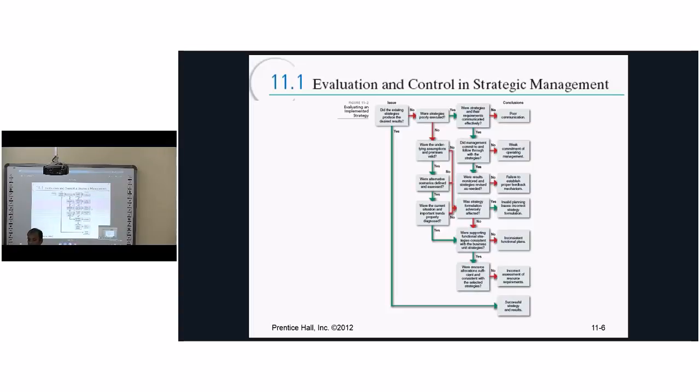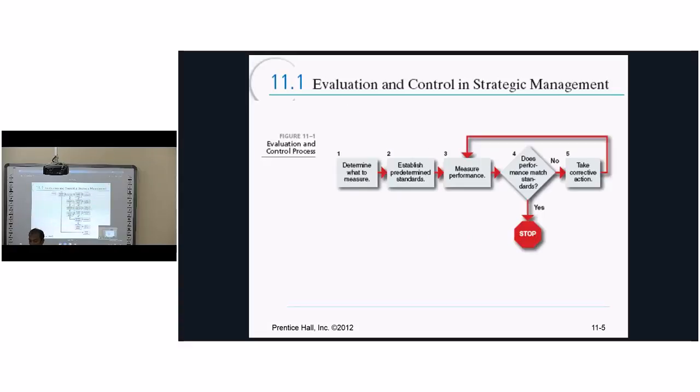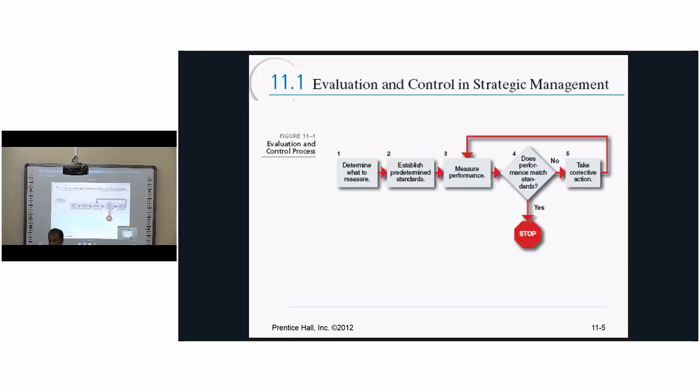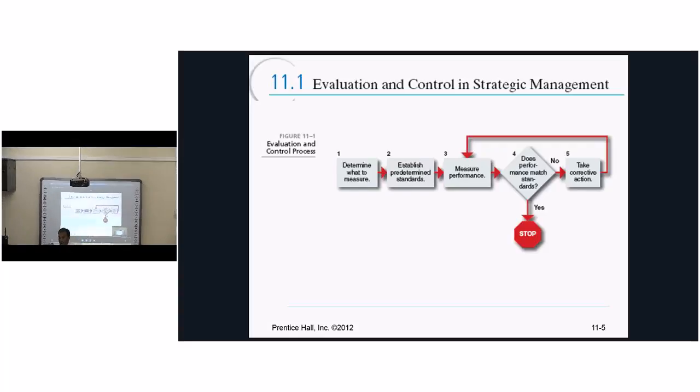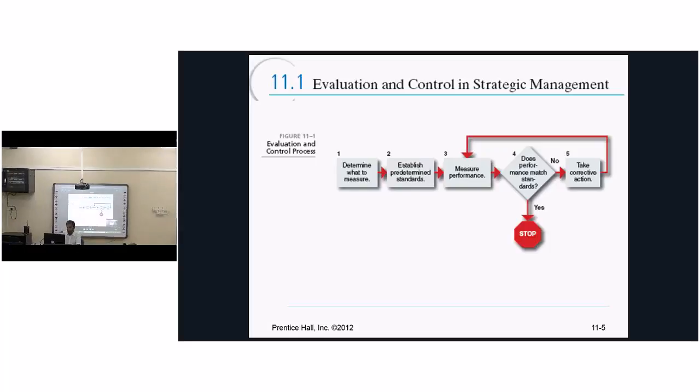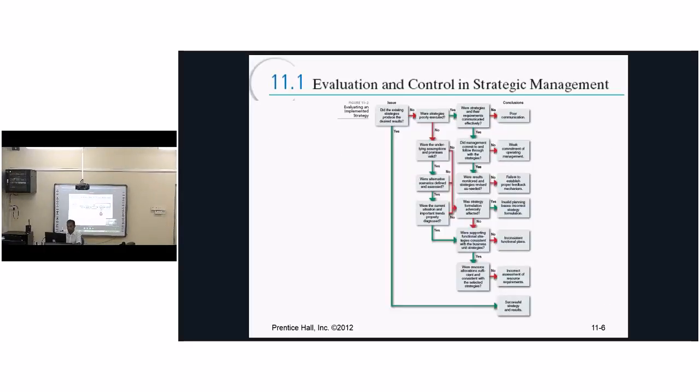So when you are measuring, evaluating and implementing strategy, the first question that you need to ask is, okay, you are evaluating your implemented strategy. That means you have gone back to the previous session, like for example, you measure the performance and you check whether the performance matches the standard, and you get the answer either yes or no. If it is yes, you don't have to do anything. If it is no, you have to take corrective actions.